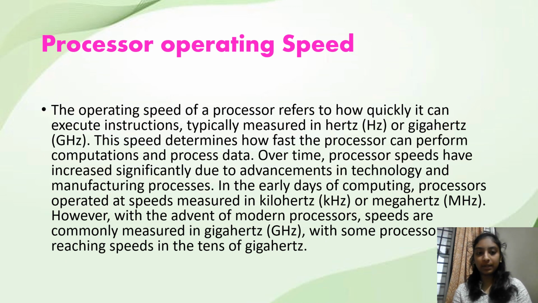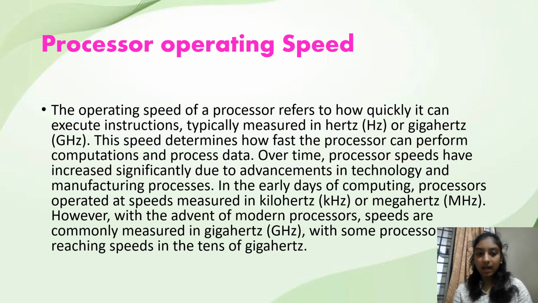Processor operating speed. The operating speed of the processor refers to how quickly it can execute the instructions, typically measured in Hertz, Hz, and gigahertz, GHz. This speed determines how fast the processor can perform computations and process the data over time.